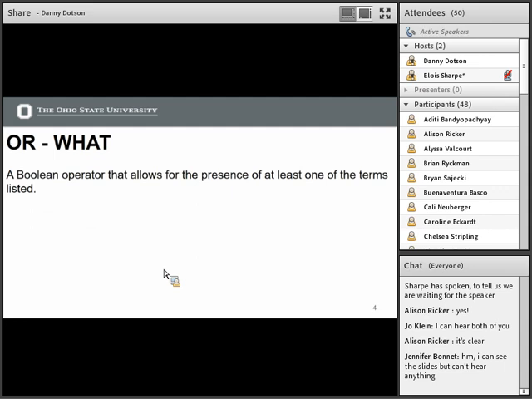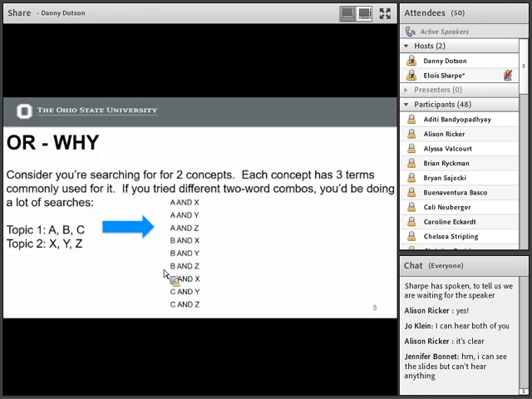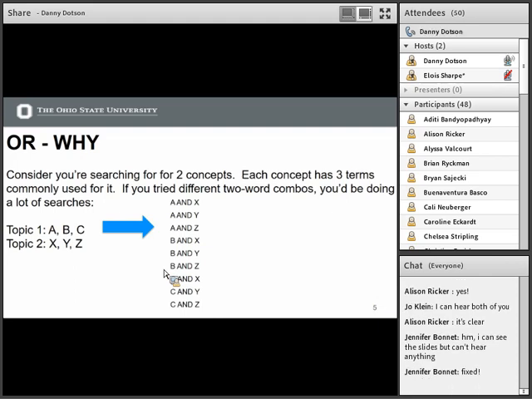Let's start, I guess. So the first Boolean operator I want to talk about particularly is OR. This is the one that has the ability to have a presence of at least one of the terms listed. The reason why I think people need to be using this is I've noticed that when students are particularly searching for a topic, they only think about one concept. And so this allows you to search for more than one. And I give an example of what happens if you were to search for 2 concepts. This means you would need to do 9 different searches.